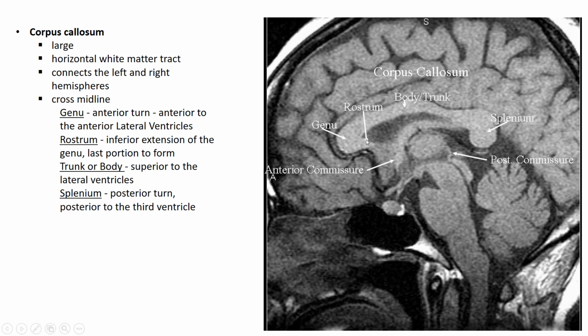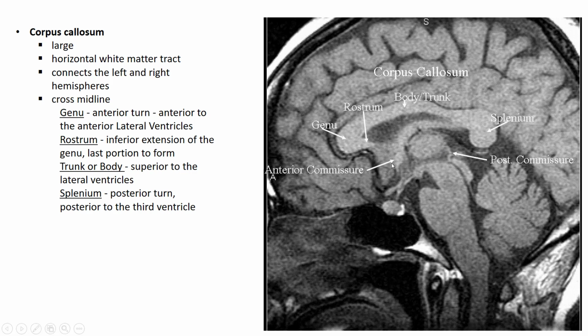So the rostrum is here. This is the very tip, an extension off of this anterior bend. And this is the last thing to develop in the white matter tracts. And then the genu, which is just another name for bend, that's the anterior bend or genu. And then you get into the body or the trunk here, superiorly. And then posterior to that is the splenium, and that is the posterior bend. And the genu is anterior to the septum pellucidum and the third ventricle. And then the splenium is posterior to the third ventricle.